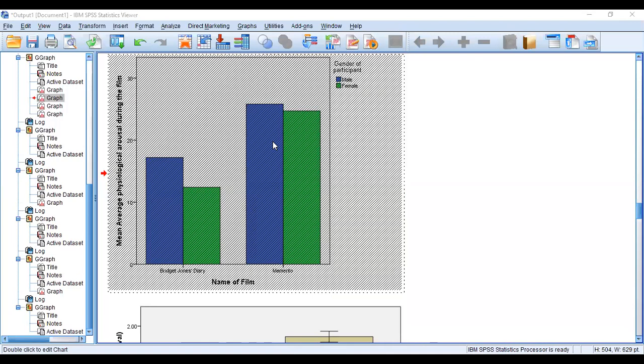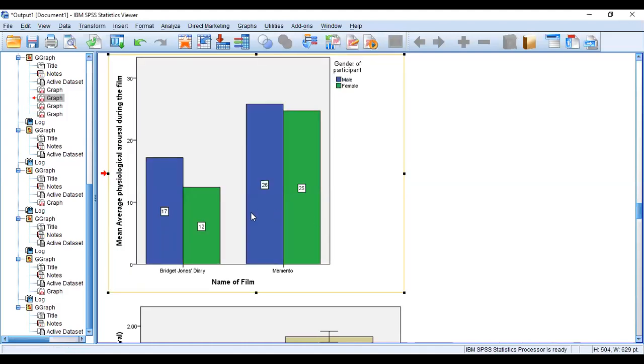Okay, so data labels, and then we will tick here, here, here, here. So here we can see the number inside the bars. It means the mean score of male participants was 17, and the mean score given by the female participants was 12. Same as we can compare here. So we can enter our data in number form, in frequency. So through this we can show our data.